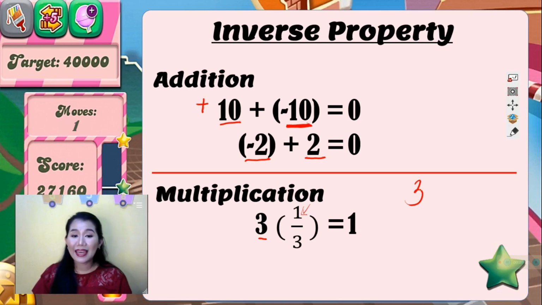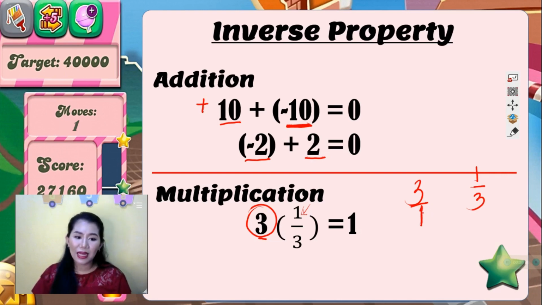3 here is a whole number. Okay? So, alam natin yung 3 na yan ay whole number. Paano ba tayo nagkaroon ng 1/3? Kasi ganito yon. Yung 3 dito, it is a whole number. And we all know that 3 here has an invisible denominator na 1.